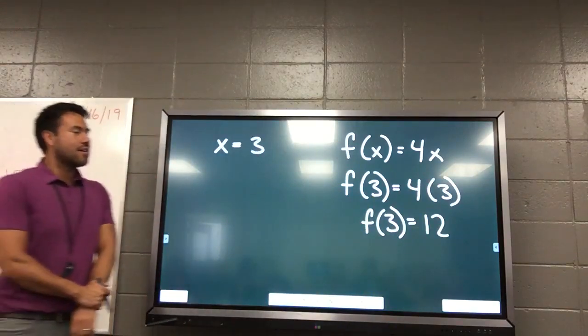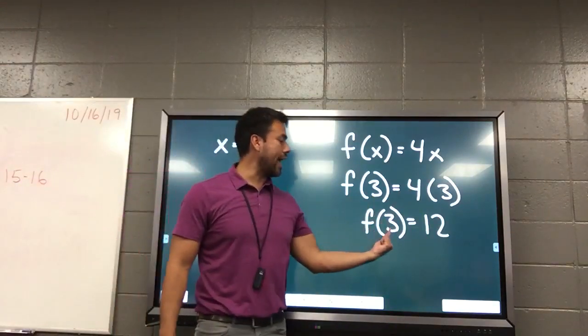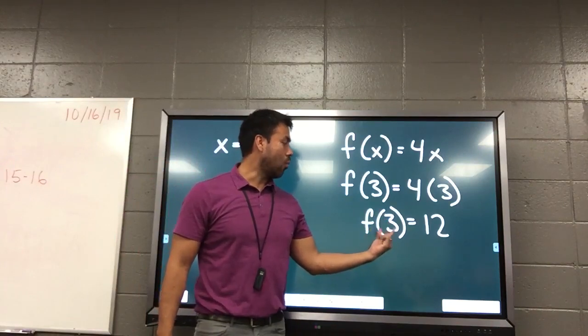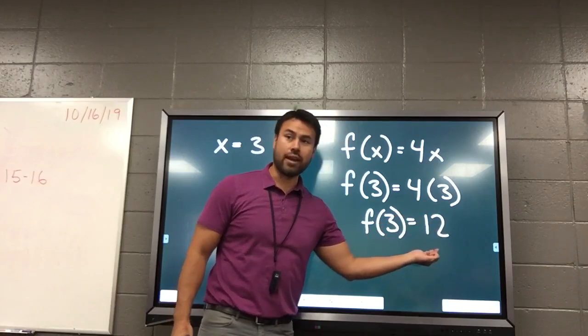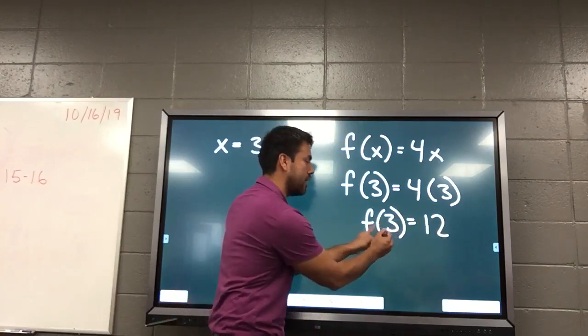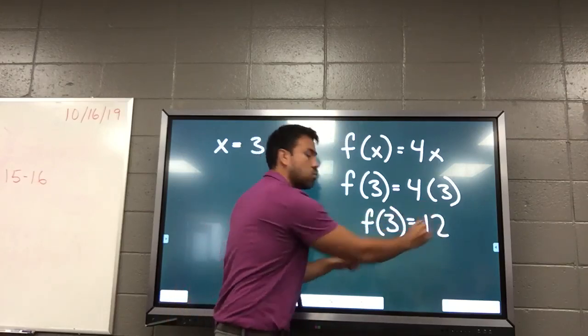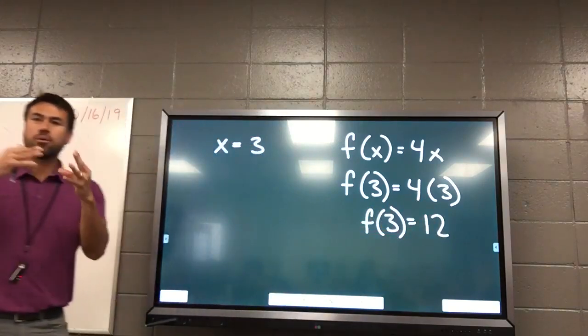What you're saying here is when x equals 3, y is equal to 12, right? If x equals 3, y equals 12. It's like two variables in one notation.